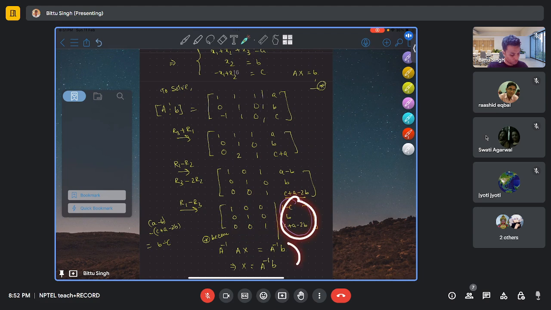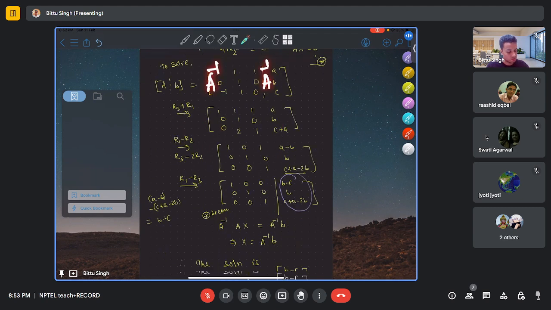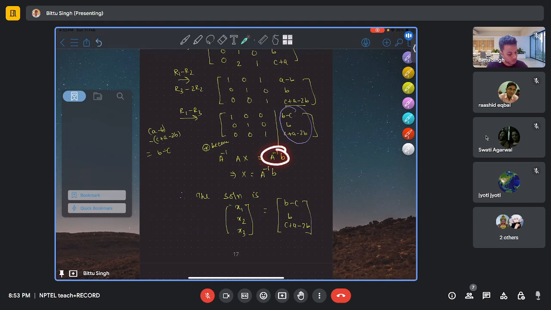And here, the new thing will give the solution x, because here we have performed A inverse, and on the right hand side we have also performed A inverse. This is actually A inverse B. A inverse B is actually this. That's why we are getting the solution.